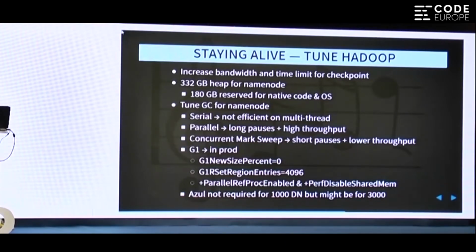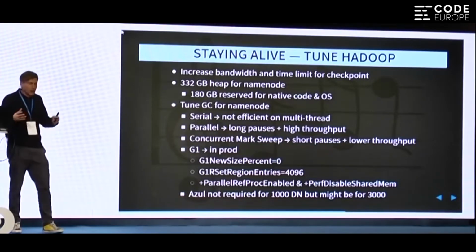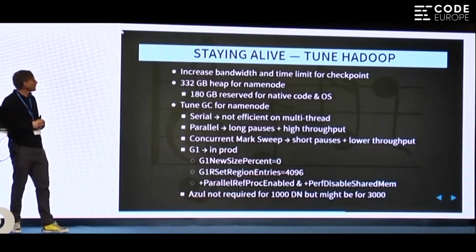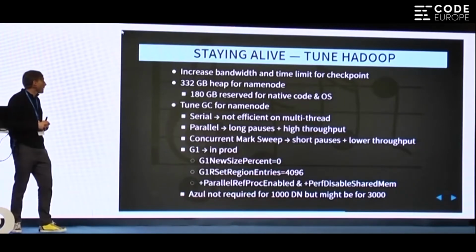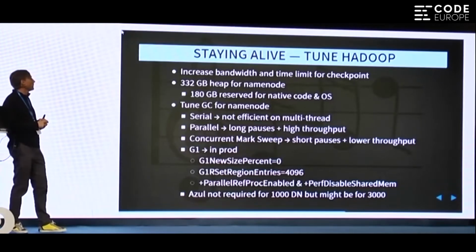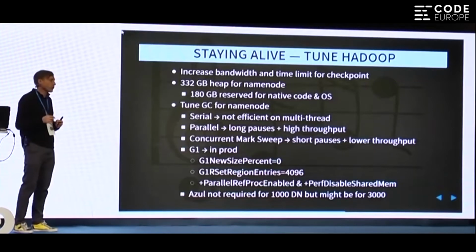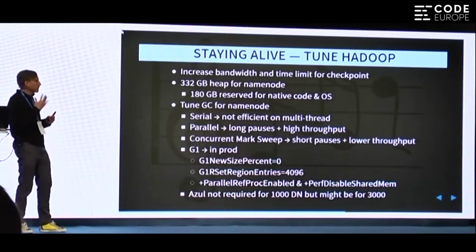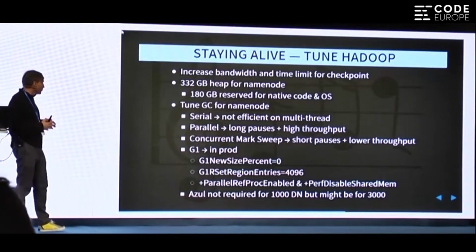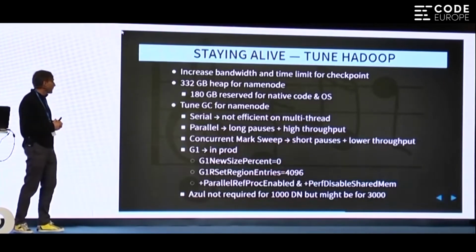We tested the serial garbage collector, which wasn't very efficient with our CPUs, which were reasonably quick but mainly had lots and lots of threads. The parallel one wasn't good either. We tested the concurrent mark sweep as well, which was good because it gave short pauses, but the throughput wasn't enough, so the name node would never catch up. At the moment, we're using the G1 garbage collector, which is working well.